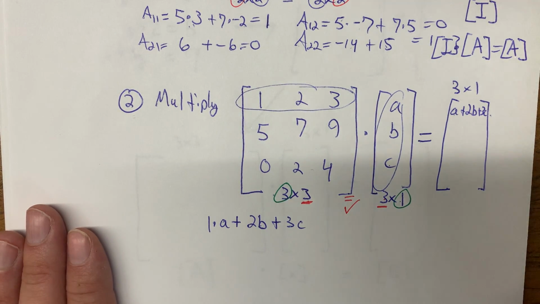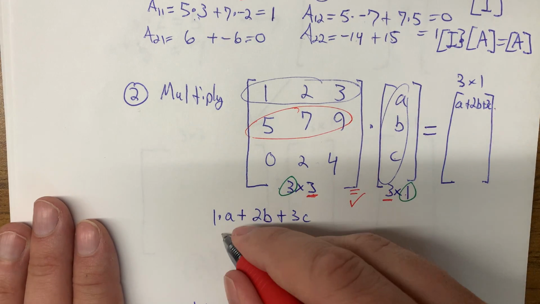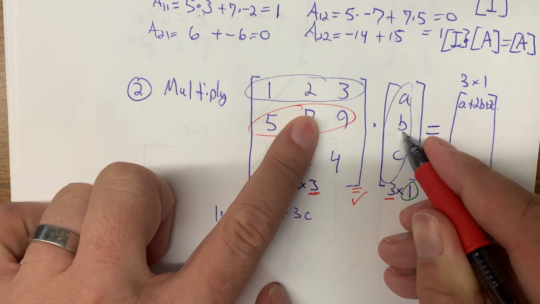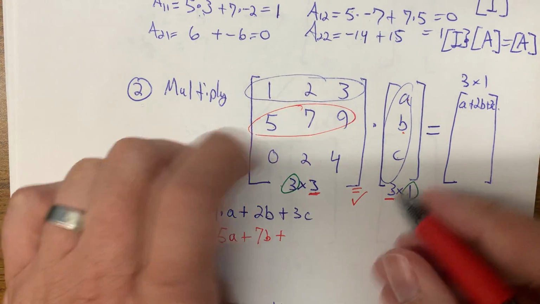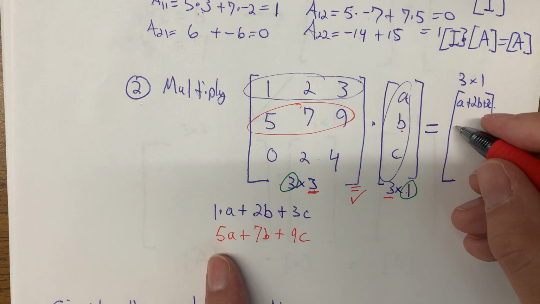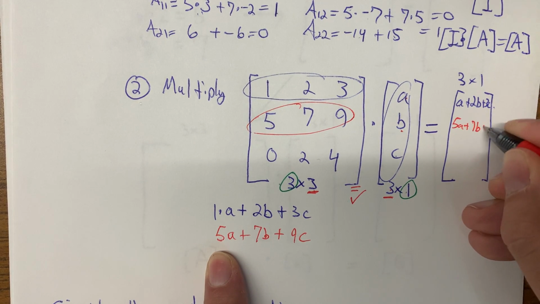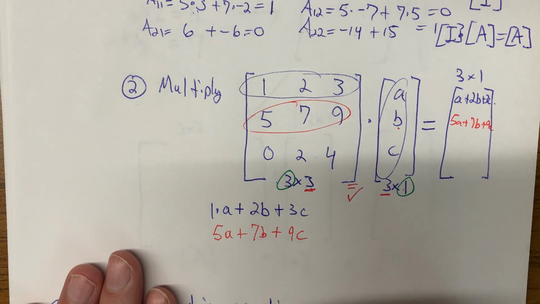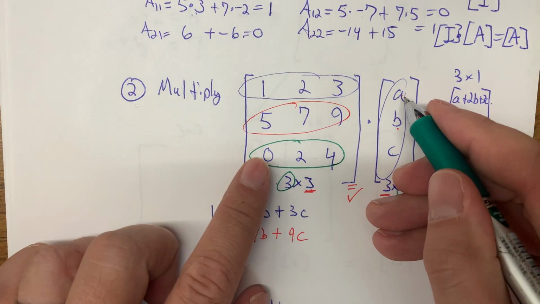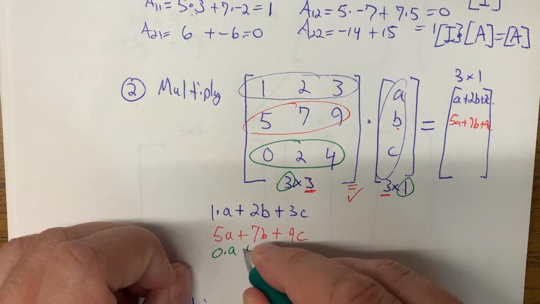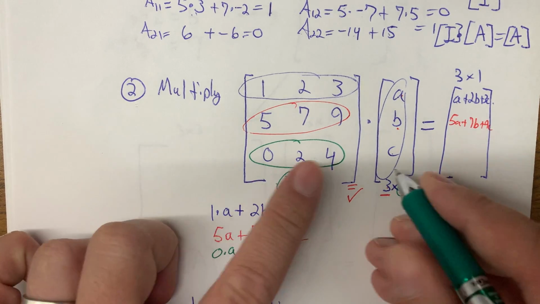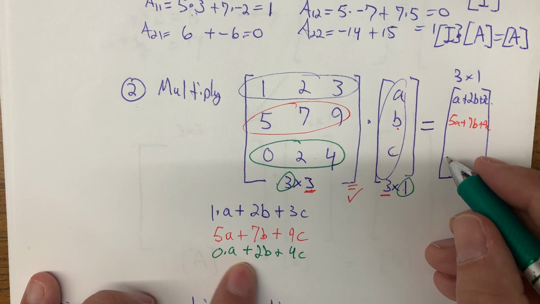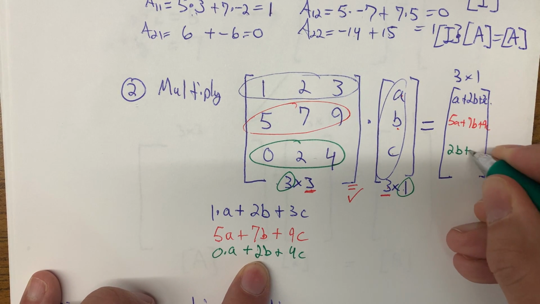Next, we're going to multiply the second row times the column. We're going to get 5, the first thing in the row, times the first thing in the column, 5 times A, plus 7 times B, plus 9 times C. So we get 5A plus 7B plus 9C. And the last row times the last column, we'll get 0 times A, plus 2 times B, plus 4 times C. And 0 times A is 0, so we don't need to add it with anything. We're just going to put the 2B plus 4C.